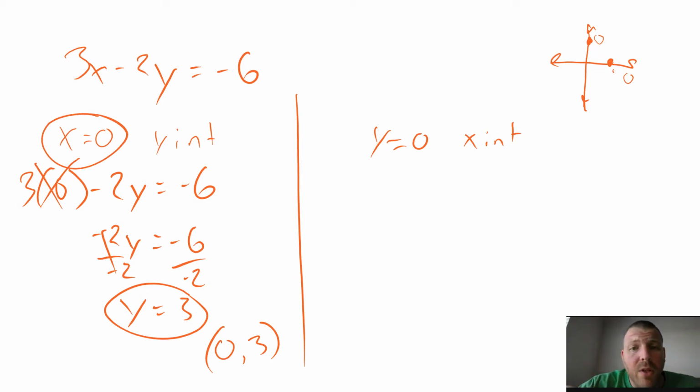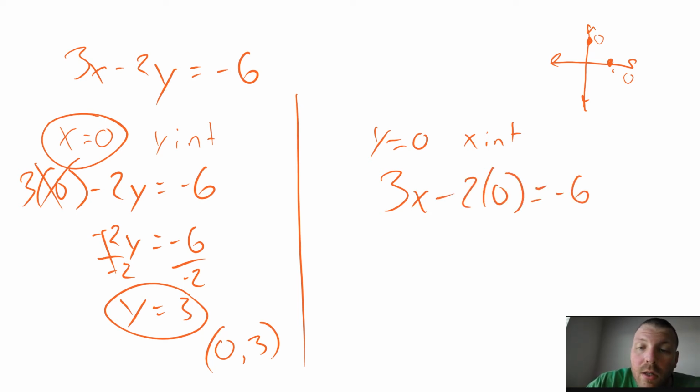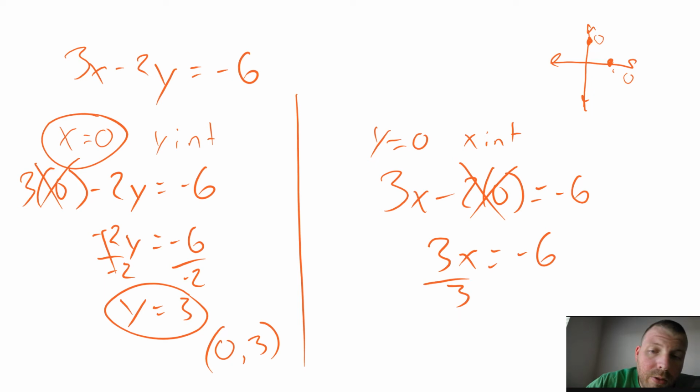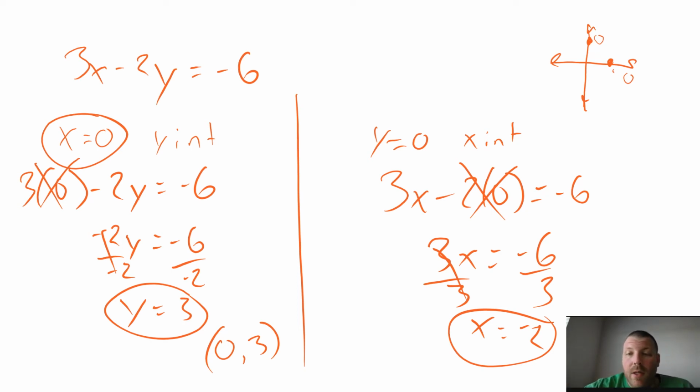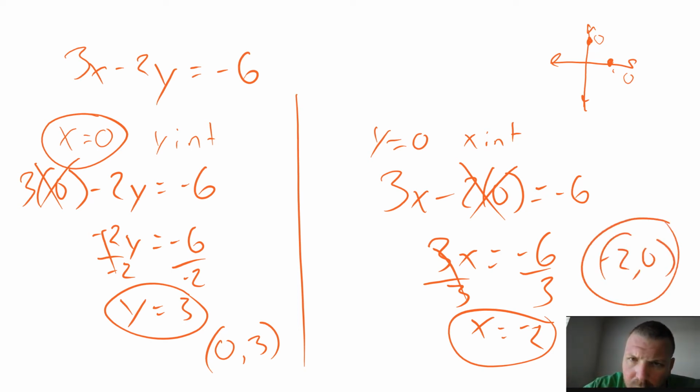But if I'm looking at doing it the other way and plugging 0 in for y, I can find the x-intercept. So 3x minus 2 times 0 equals negative 6. So that means that goes away, right? And so I have 3x equaling negative 6. Divide by 3. X equals negative 2. Okay, well that means my point is negative 2 comma 0.